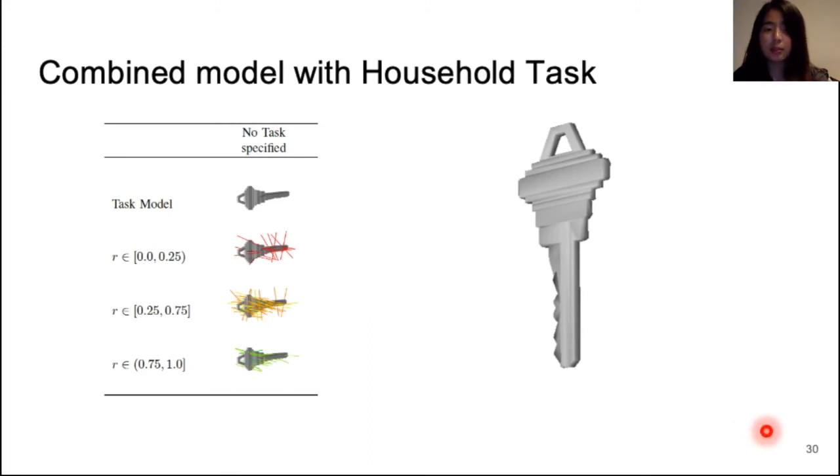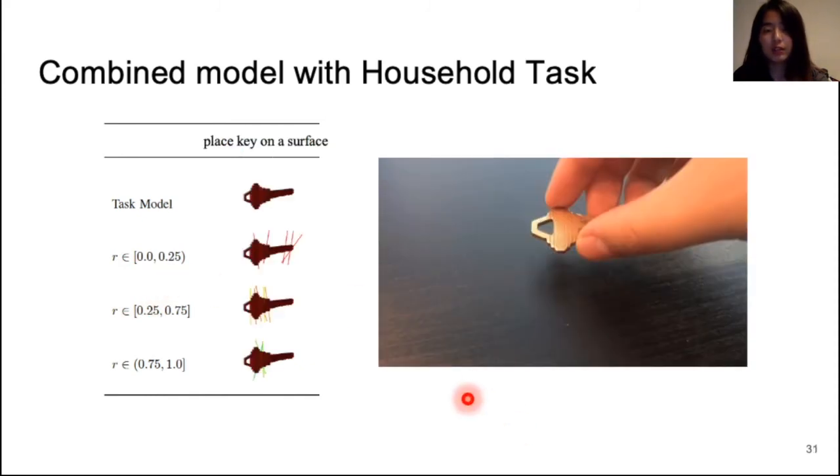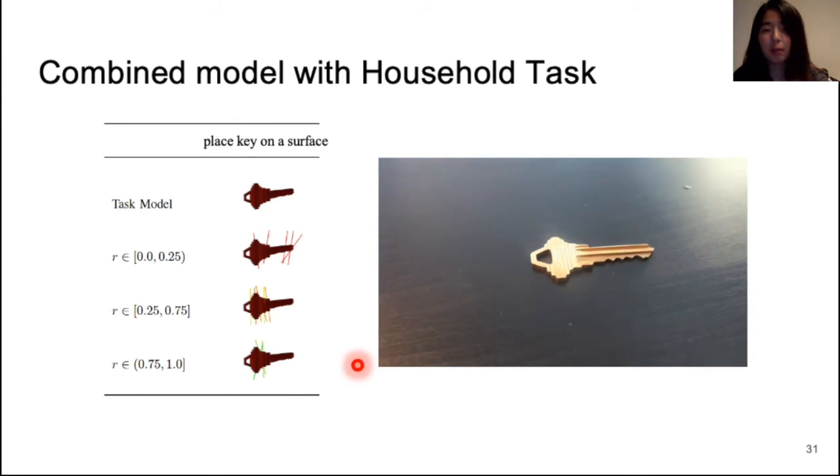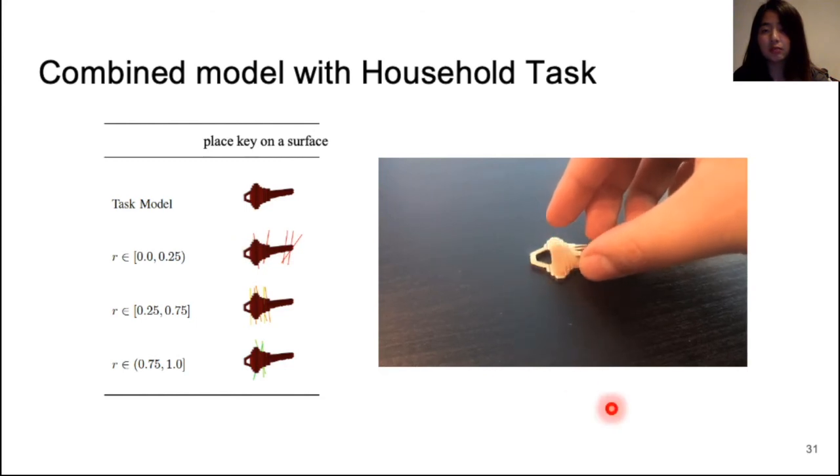Here are some examples on a key with different task models and the resulting grasps. Rankings are on the left. 0 means least robust and 1 means most robust. To place a key on a flat surface, we mask out the top and bottom area of the key. This avoids grasps in which the gripper will collide with the surface.